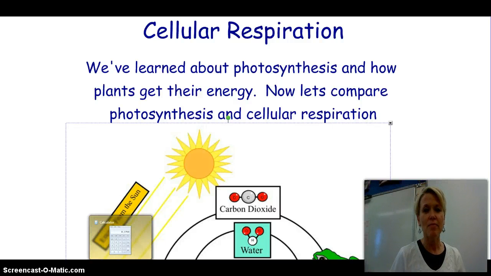Hi. This is the beginning of a lesson on cellular respiration. So cellular respiration kind of makes it sound like we're talking about cells breathing. But really what's happening is we're breaking down food in our mitochondria. So what does that have to do with respiration?